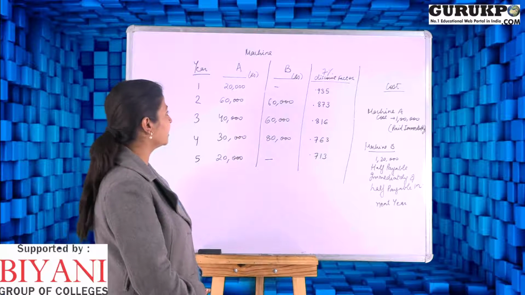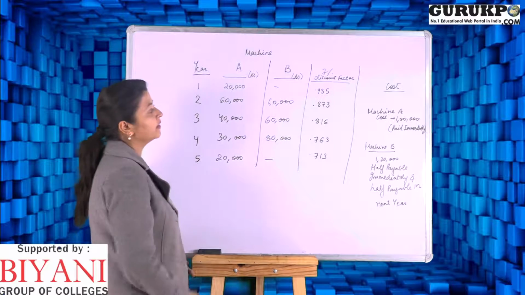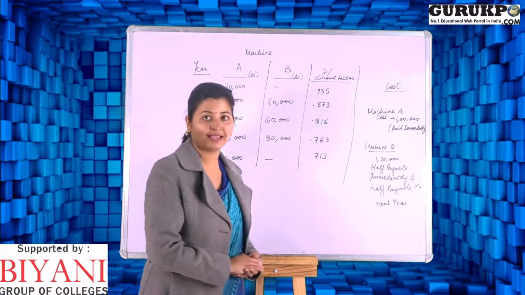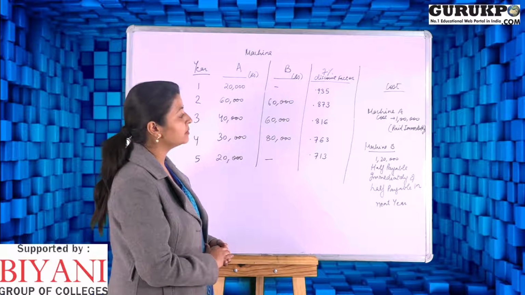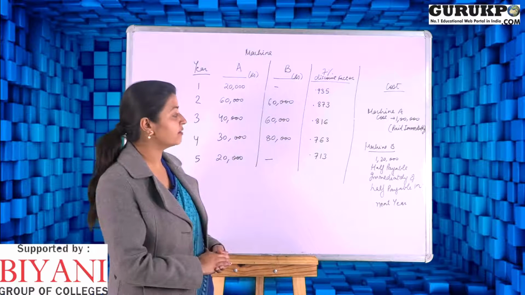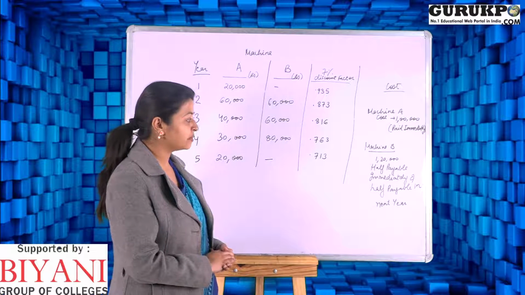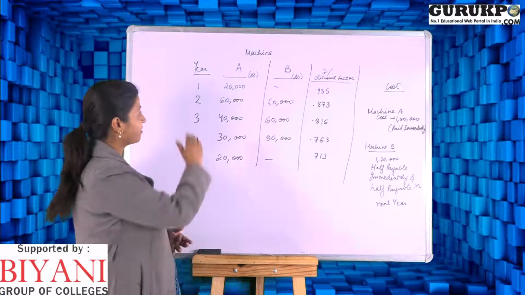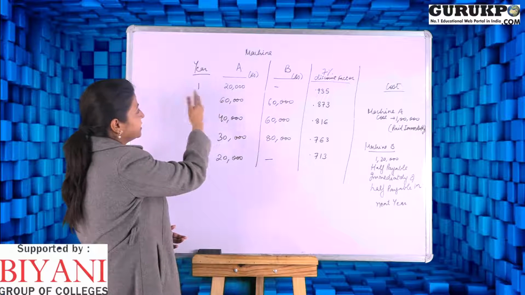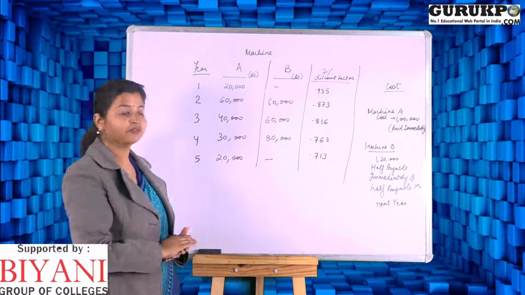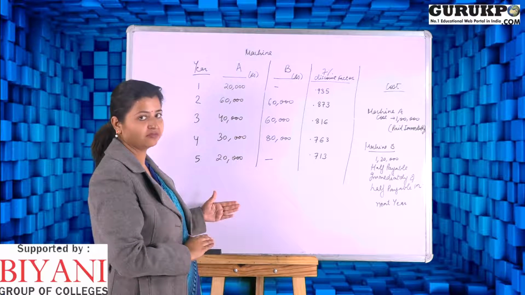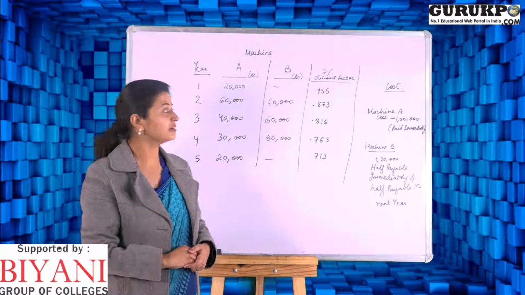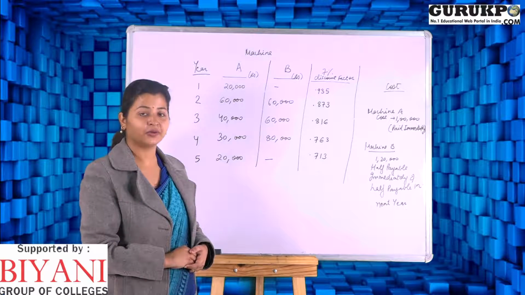So the question is: there are two machines, A and B. Machine A costs 1 lakh rupees, which is paid immediately in year 0. Machine B costs rupees 1,20,000, which is half payable immediately and half payable in the next year. The cash flows of A are 20 in the first year, 60 in the second year, 40 in the third year, 30 and 20 in the respective years. The discount rate is given as 7%. So we have to calculate the NPV.